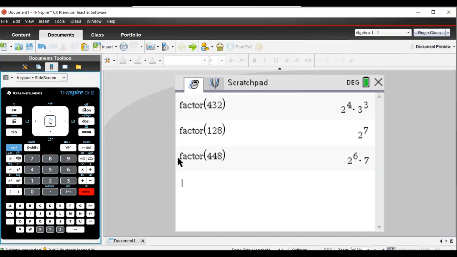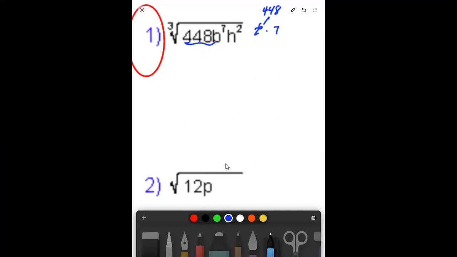And so I'm going to go back to the iPad, and I'm going to finish this up. So 2 to the sixth. First thing I'm going to do is do the cube root. Inside, I'm going to have 2 to the sixth power. So that's going to be 2 times 2 times 2 times 2 times 2 times 2. 1, 2, 3, 4, 5, 6. Then times 7. So I took that and I just expanded it out based on my knowledge of exponents.